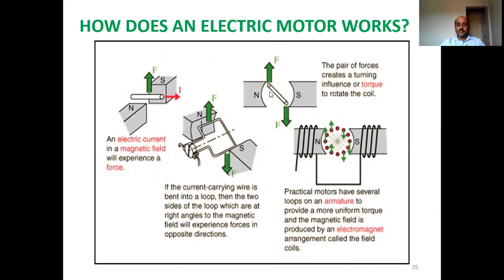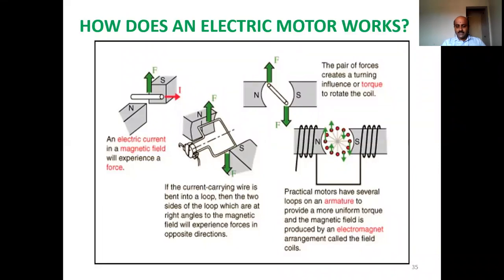Practical motors have several loops on an armature to provide a more uniform torque, and the magnetic field is produced by an electromagnet arrangement called the field coil.